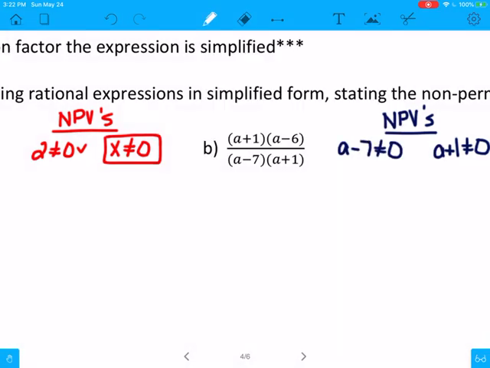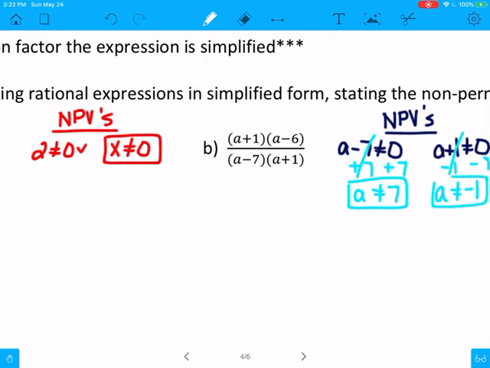All right. Blue it is. So a minus 7, I'm going to add 7 to both sides, and I'm going to get a cannot equal 7. And then this one I'm going to subtract 1 from both sides. I'm going to get a cannot equal negative 1. And then me being me, I like putting them together. It's just how I roll. So a cannot equal negative 1 and 7.